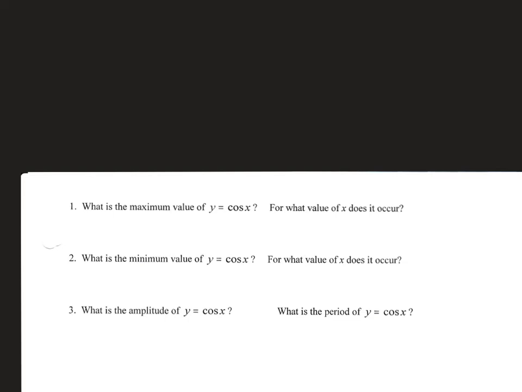So let's go through and answer some of those problems at the top. What is the maximum value of cos x? We noticed that cos x hits its maximum at 1. The very top of our curve exists at 1. For what value of x does that occur? Well, within that first positive rotation, my maximum occurs at 0 and at 360 degrees.